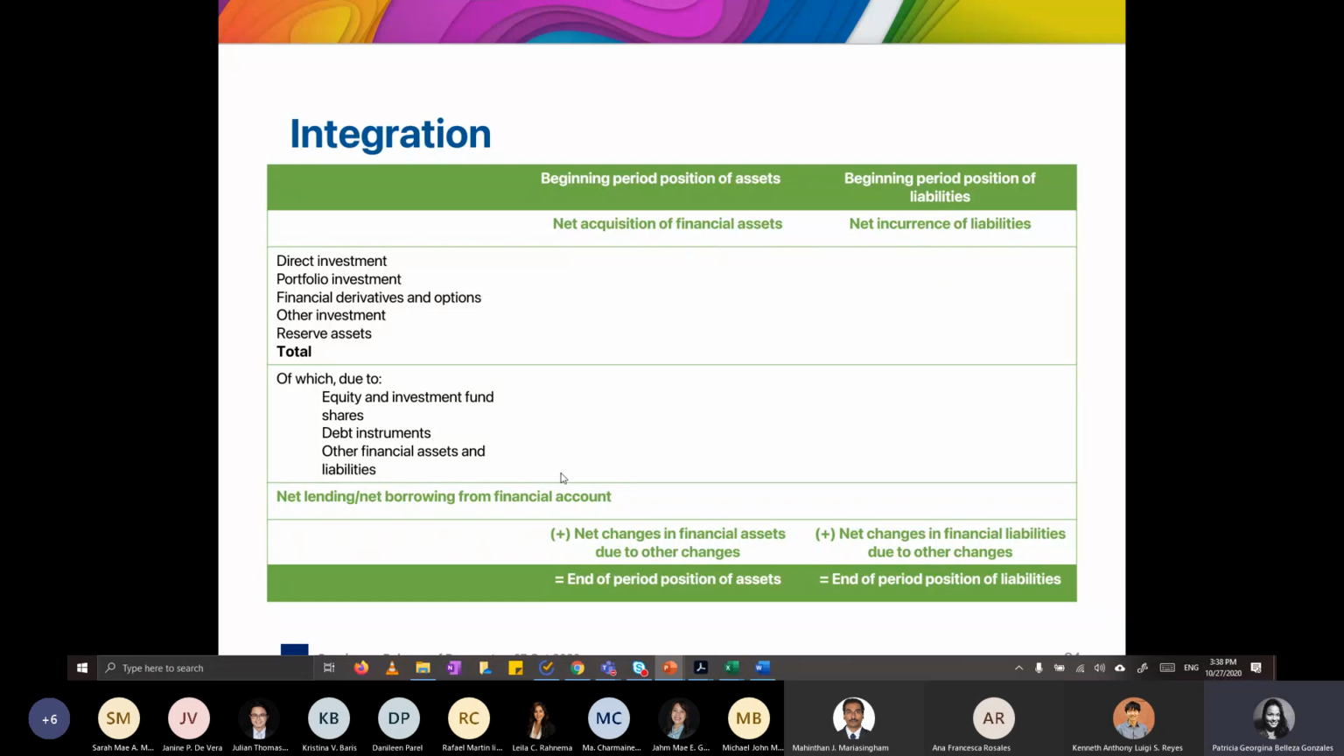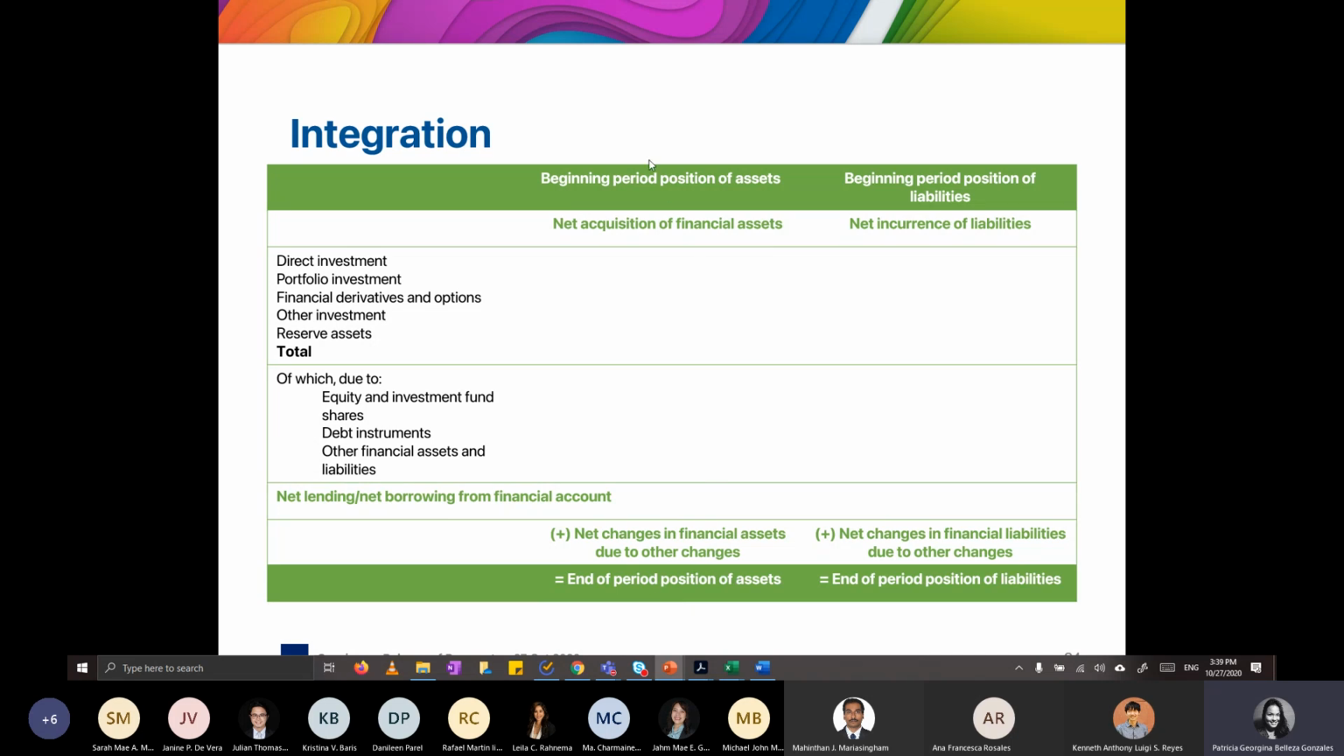So we showed that the net lending and net borrowing from the financial account is related to the net lending and net borrowing from the current and capital account. I'll go further into that later. But for now, it's worth noting that if you add the beginning period position of assets, which is the stock, and then the flow, the net acquisition of financial assets, and later on we'll go into the detail of net changes in financial assets due to other changes, you'll end up with the end period position of assets.